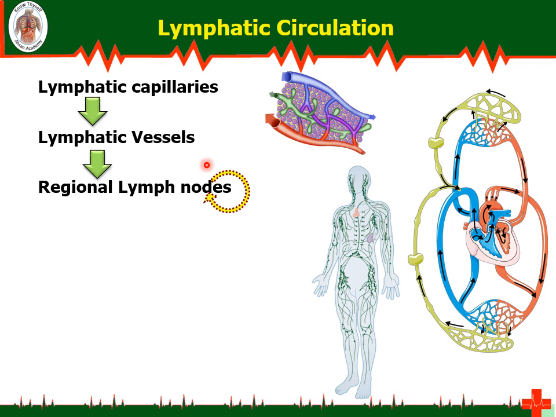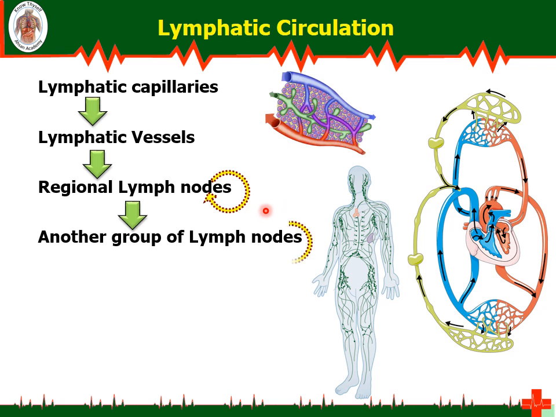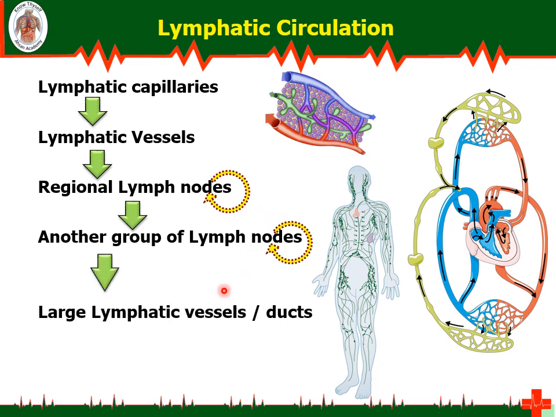Lymph may cross these lymph nodes and enter into another set of lymph vessels that may end into another group of lymph nodes, or may drain into a larger duct. In another group, it may pass through several lymph nodes. And finally, these larger vessels are formed, which are known as ducts or trunks, that carry the lymph to the venous circulation. So this is the schematic presentation of the lymphatics.